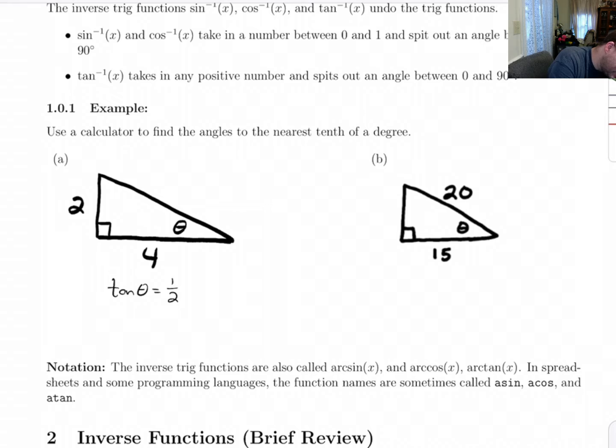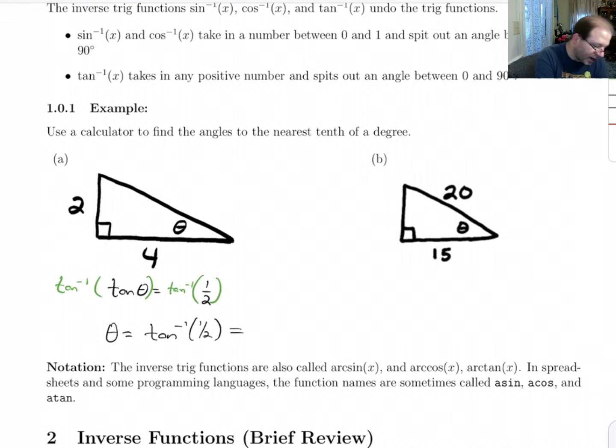Now what I can do is take the inverse tan of both sides. Let me slide this over. Just let me write it again further over. So tan theta is 1/2. What I can do is take the inverse tan of both sides. And over here, the tan and the inverse tan undo each other. So I'm left with theta is inverse tan of 1/2.